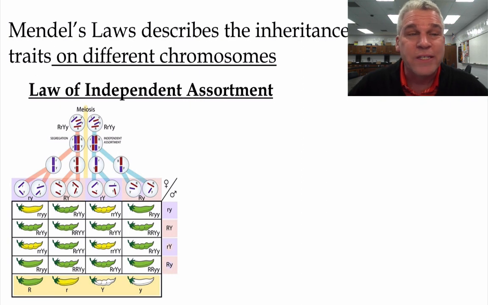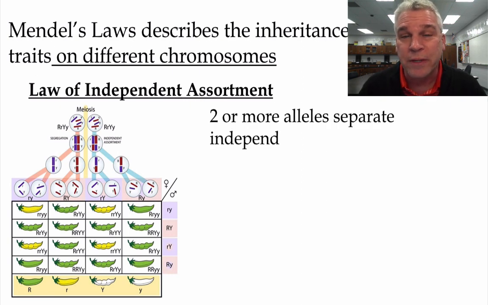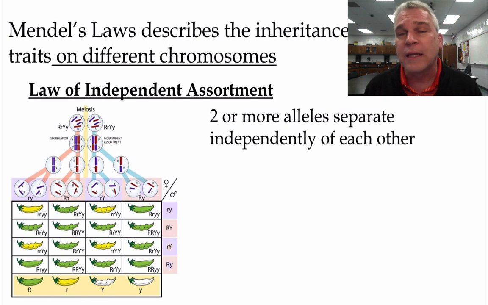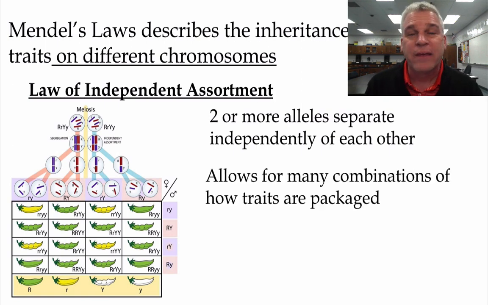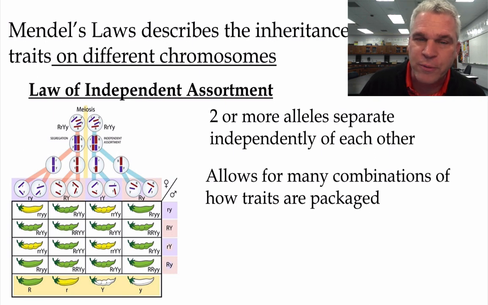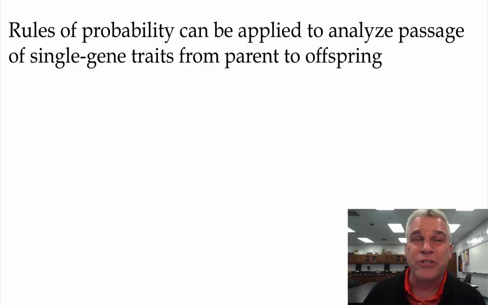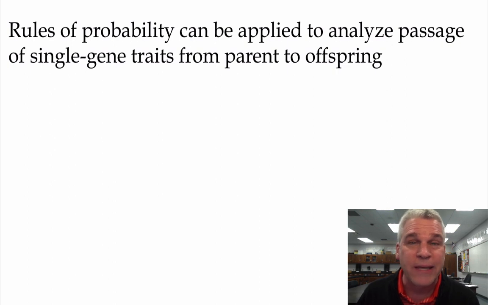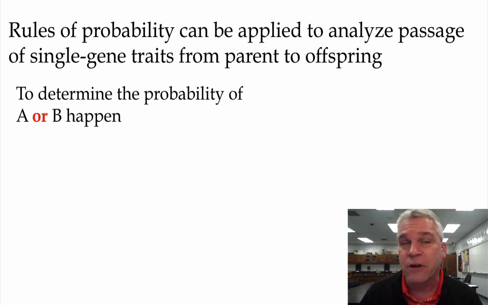Another one of his laws was the law of independent assortment. This says that two or more alleles will separate independently of one another. Now this will allow for many different combinations of how those traits are going to be packaged in the embryo. And this is why we can do a Punnett square, because those alleles will be separated and they're also found on different chromosomes. Now this is basically all just probability. So the rules of probability can be applied to analyze the passage of single gene traits from parents to offspring.